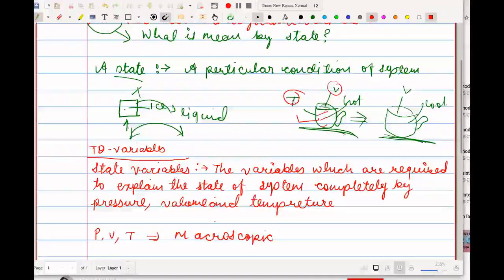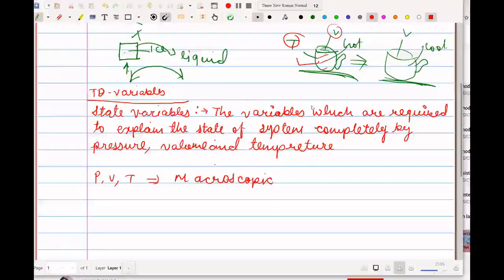using some variables, temperature, volume. Okay, so we have defined that the variables which are required to explain the state of the system completely are pressure, volume and temperature. So it is called the state variable. You got it? Okay, if you see this, these variables like pressure, volume, temperature, using this we can explain the system completely.